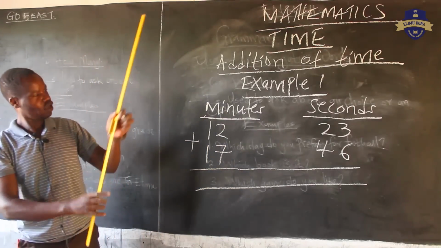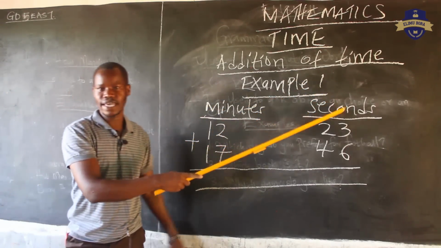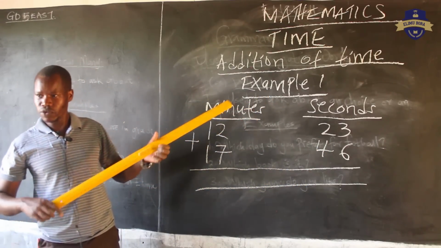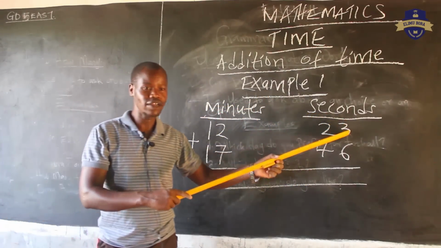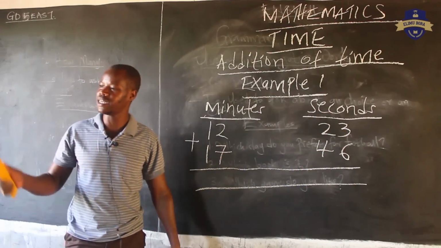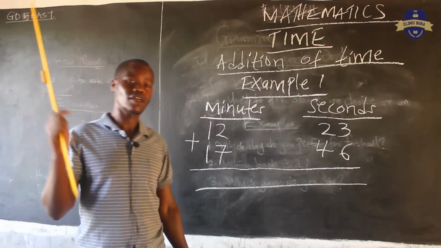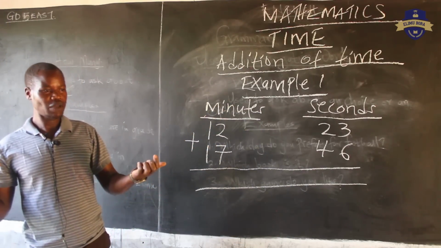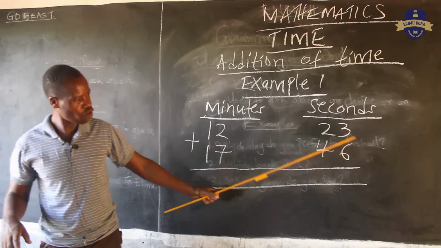So we have minutes on this side, and on the other side we have seconds. When you are adding seconds, it should not exceed 60. So here we are going to add the way we normally add.